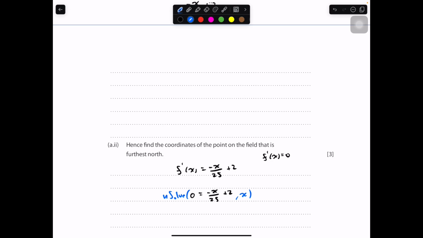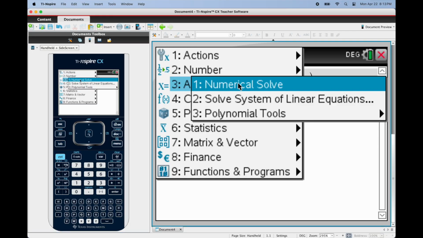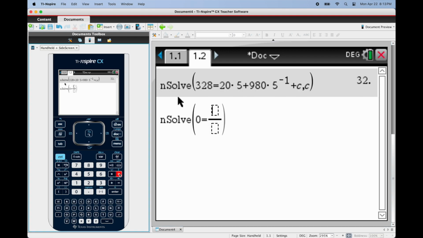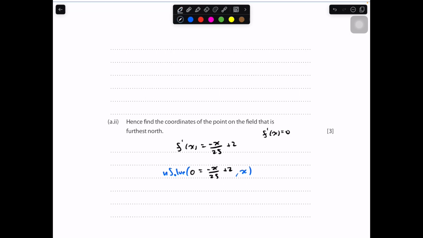Okay. I'm going to work that out on the calculator. Algebra, numerical solve. 0 equals, and then let's set this up. Negative x over 25 plus 2. Okay, x for your argument, right? We need to ask the calculator to solve for x. There it is. x is equal to 50. Okay. Let's go back to the document.